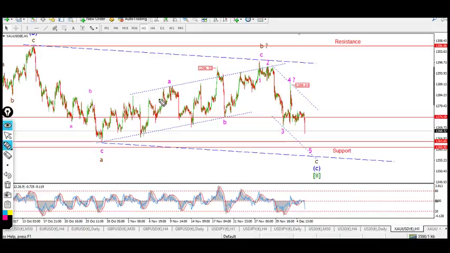This interpretation of a kind of a flat wave C, blue is what I'm talking about here. So we have a nice trend channel going on, a trend channel which was very useful in the completion of that internal wave B, and a larger trend channel which may prove very useful as well in the completion of this wave C. So that speaks to a kind of a flat correction to me.